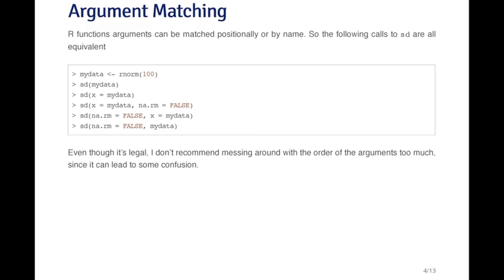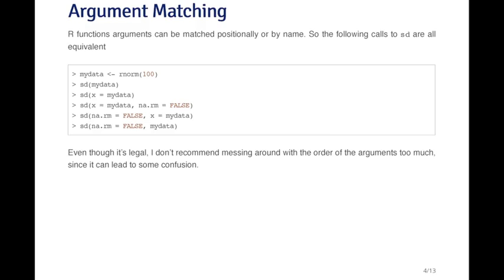For example, take a look at the function sd, which calculates the standard deviation of a set of numbers. sd takes as input x, which is the name of the argument, which is going to be a vector of data. There's a second argument called na.rm, and this controls whether the missing values in the data should be removed or not. The default value is for na.rm to be equal to FALSE. So by default, if you have missing data in the set of numbers for which you want to calculate the standard deviation, the missing values will not be removed.